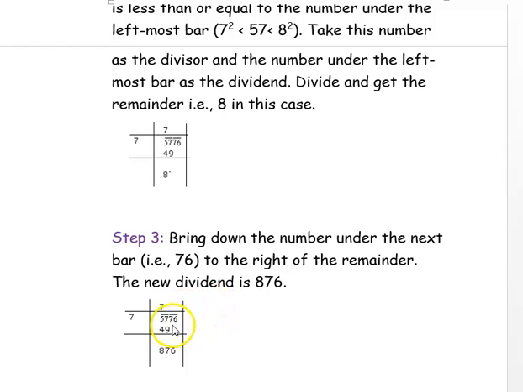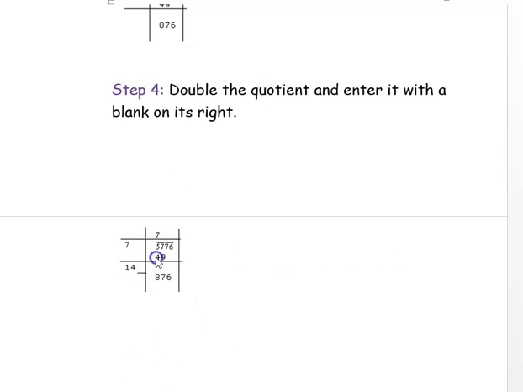The next step, we have to bring the next pair down. So the next pair is 76. So I have written it down. So the new dividend will become 876. The next step is to double the quotient. Here the quotient is 7. So I have doubled it. So it will become 14 and I have written it with a blank on the right.